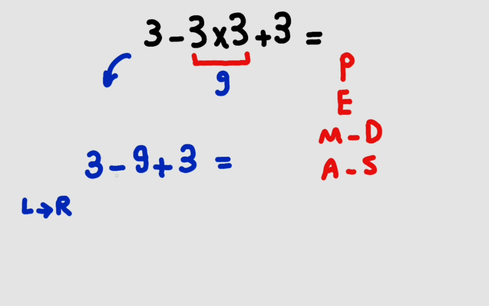So 3 minus 9 gives us negative 6, and negative 6 plus 3 gives us negative 3. The final answer is negative 3.